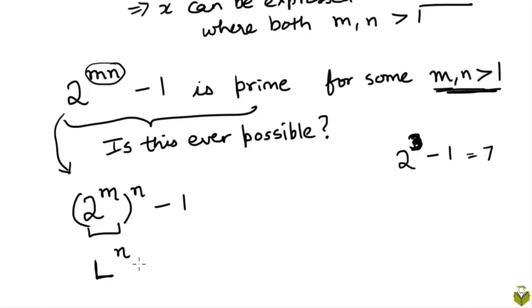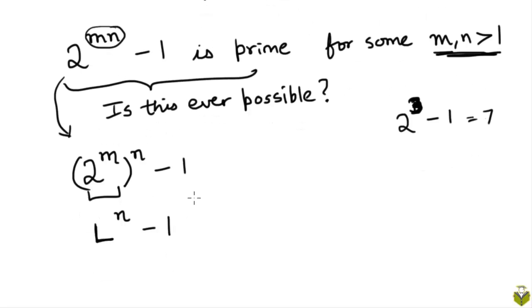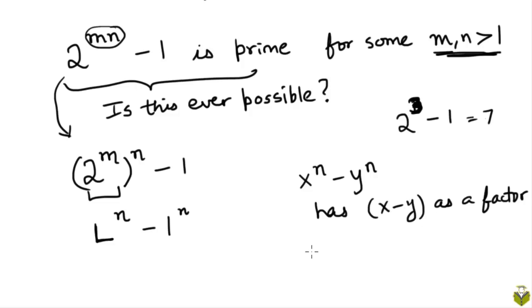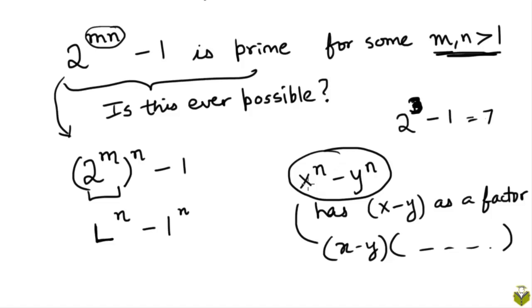So this can be expressed as L to the power n minus 1. Now this 1 can also be written as 1 to the power n. Now if you have studied polynomials, you know that the polynomial x to the power n minus y to the power n has x minus y as a factor. This means the polynomial x to the power n minus y to the power n can be written as x minus y times some other large polynomial. And you can see this easily if you just look at this as a polynomial of x. So treat this as a polynomial of x.